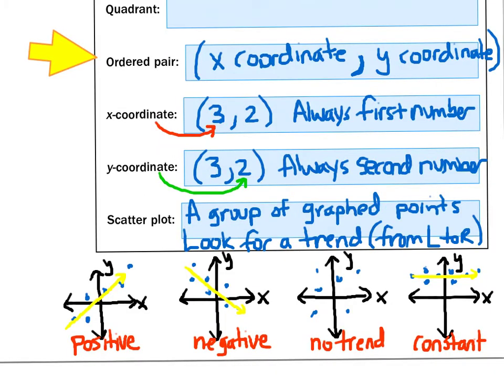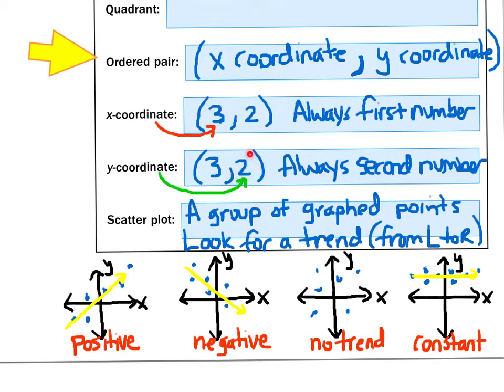Now when we talk about graphing, we always talk about ordered pairs. And order just means the x-coordinate always has to be written first, and the y-coordinate is always written second. And I want you to notice there's always parentheses around the points, and there's always a comma that separates them. So if I had the point (3, 2), the 3 is what we call the x-coordinate. It's always written first. The y-coordinate would be the 2.